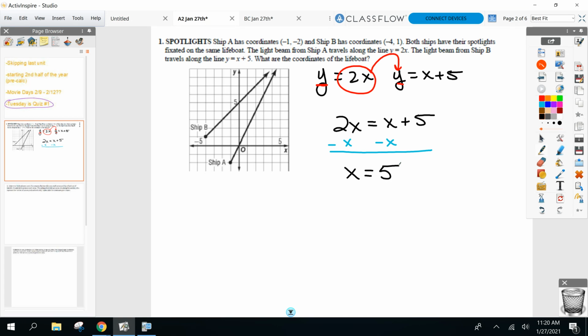Anybody got a suggestion how I can find y? You put 5 in for the x. Take 5, which is x, pick either of the two equations we started with and plug it in. Take 5, plug it in for x in either equation. Y comes out to be pretty easy, right? Y equals 10. So there you go.